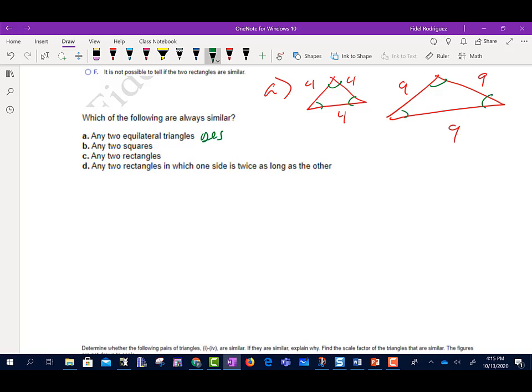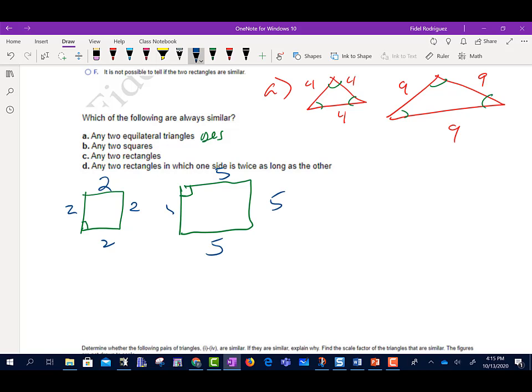Let's look at part B, 2 squares. Here's a square, and here's a bigger square. I know it still kind of looks rectangle-ish, but remember, in a square, all the sides are the same. So let's go 2, 2, 2, 2. I'm just making up these numbers. And let's say these are 5, 5, 5, and 5. The ratio, 2 over 2, is that going to be equal to 5 over 5? Yes, it is. And my angles are all 90-degree angles.